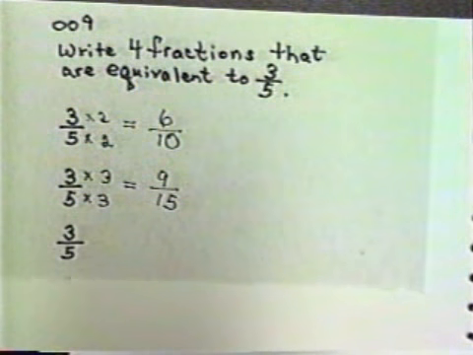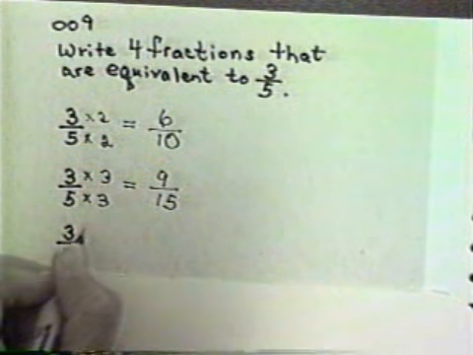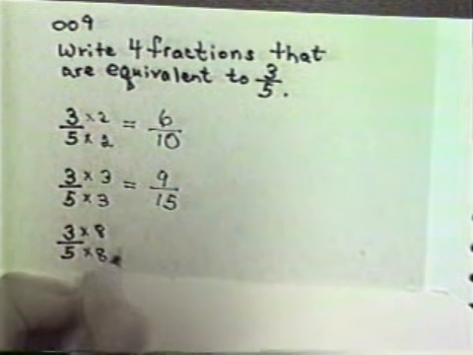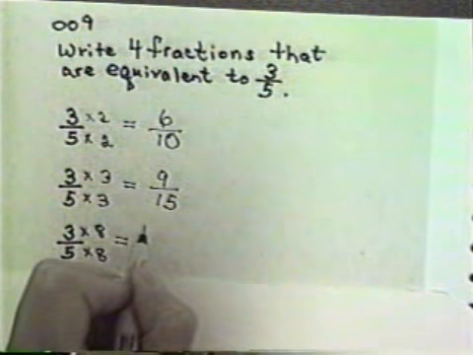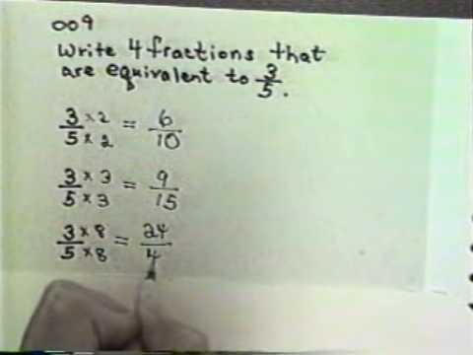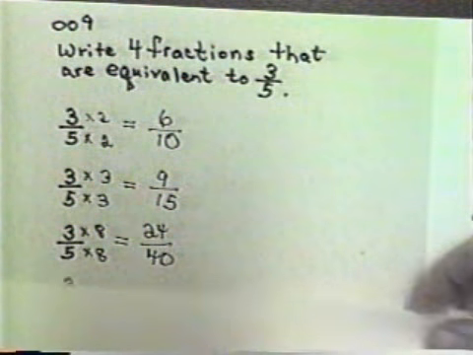Let's start with 3/5 again, and this time let's multiply by something else. Let's not go in order this time. Why don't we skip and say we're going to multiply both by 8. Three times 8 is 24. 5 times 8 is 40. So 24/40 is a fraction that's equivalent to 3/5.